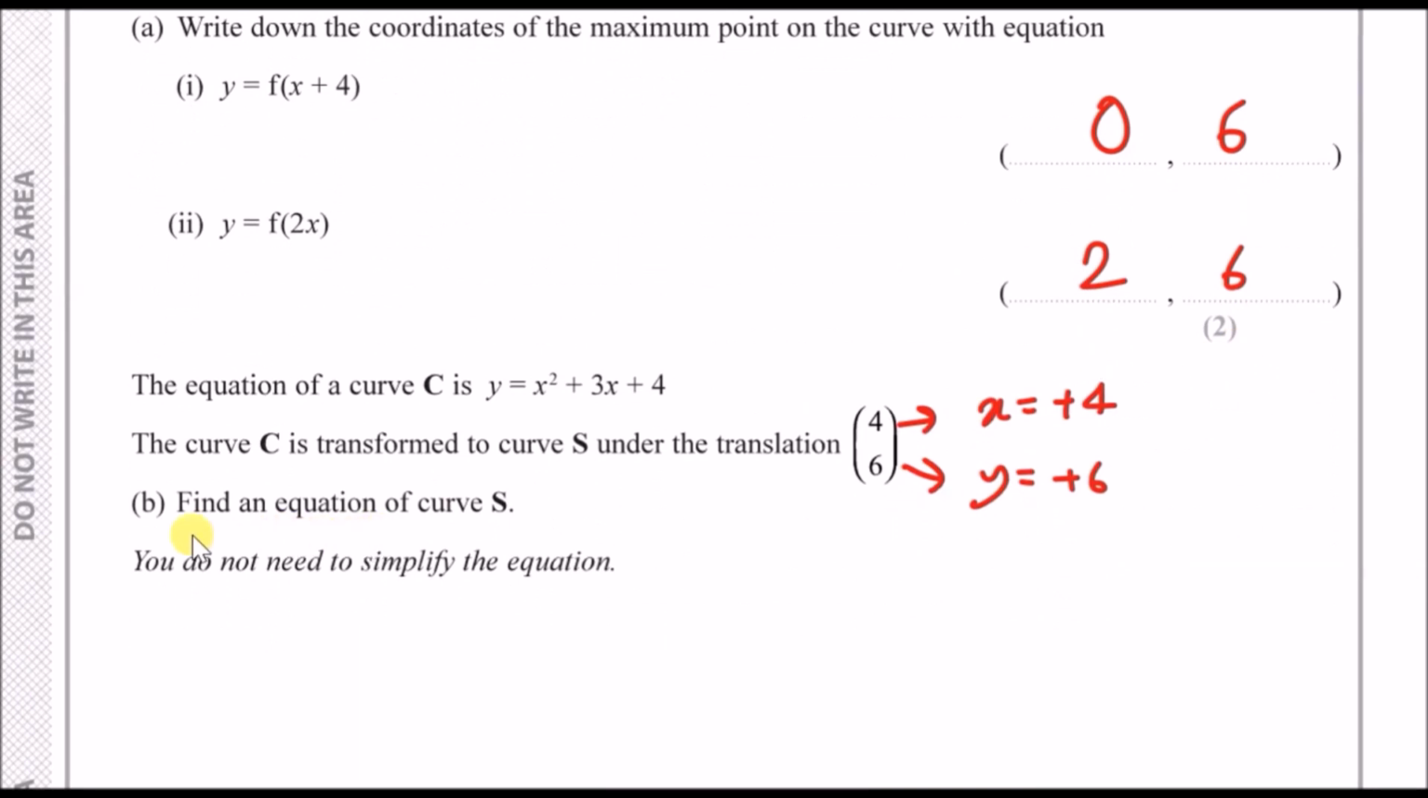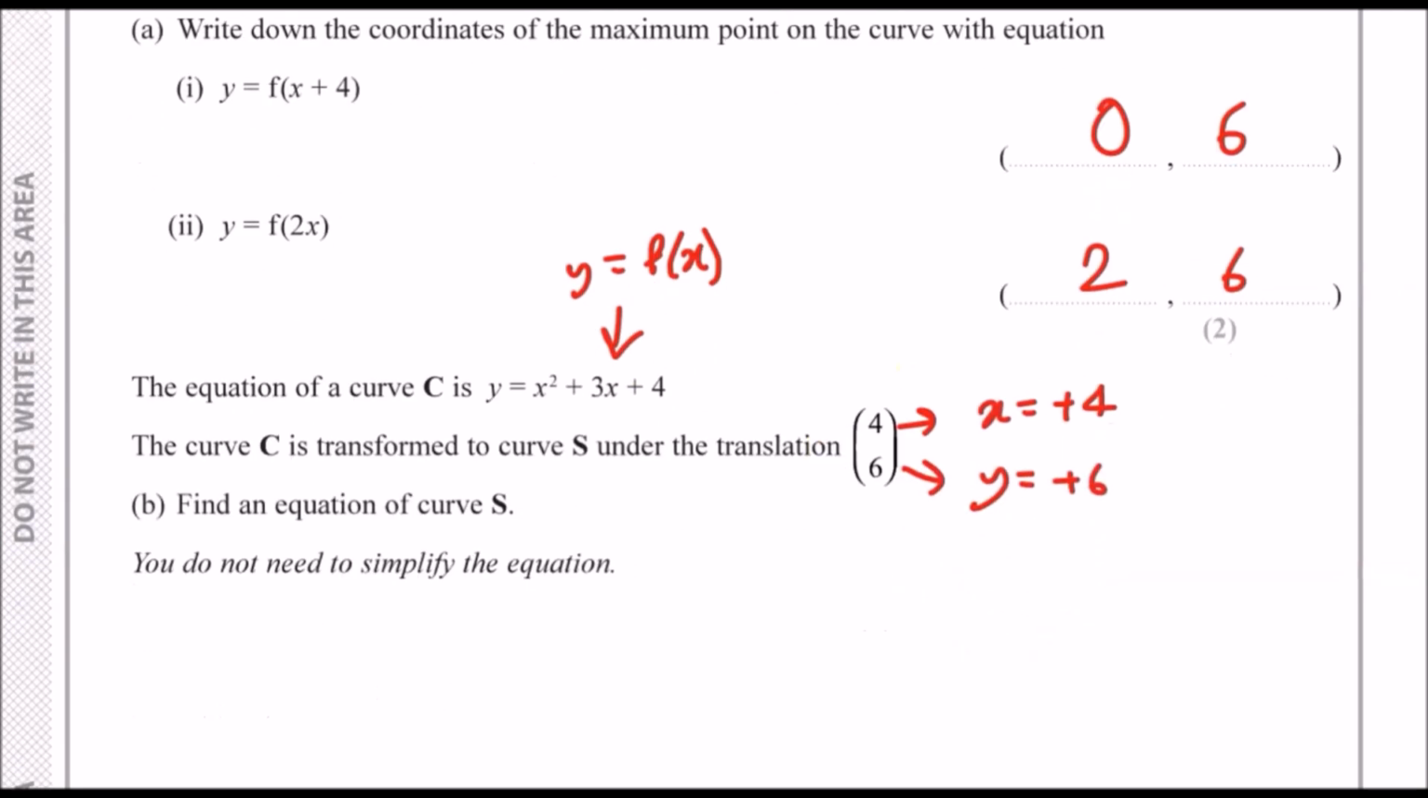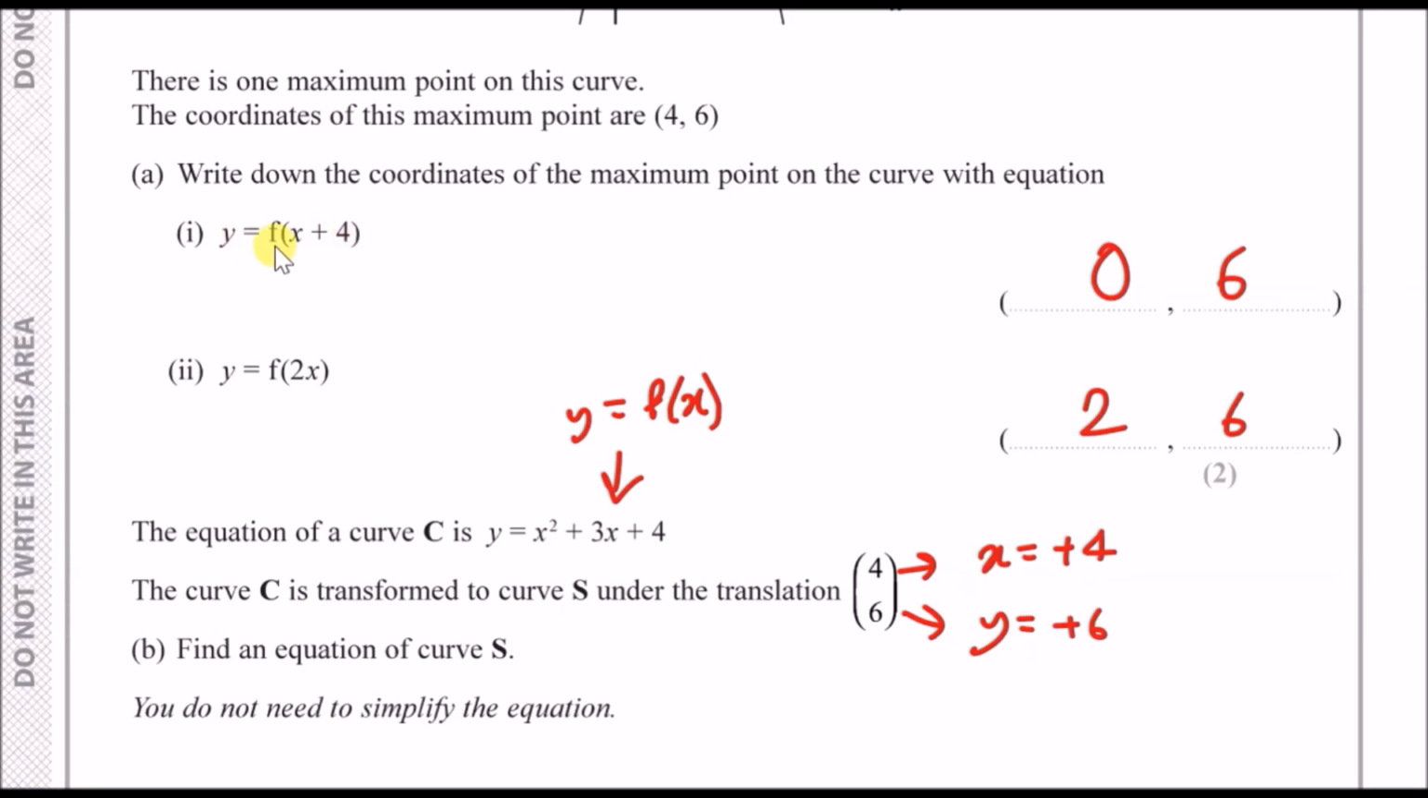Okay, find an equation of curve S. Okay, so this kind of relates to what we did earlier, yeah? Now, if you just imagine that this function they gave us is now y equals, let's say f(x), like a general function. What actually happens here is that now all the x's would be x minus 4, and then this y would be y minus 6. Just like it did here, it's always the opposite sign, yeah?